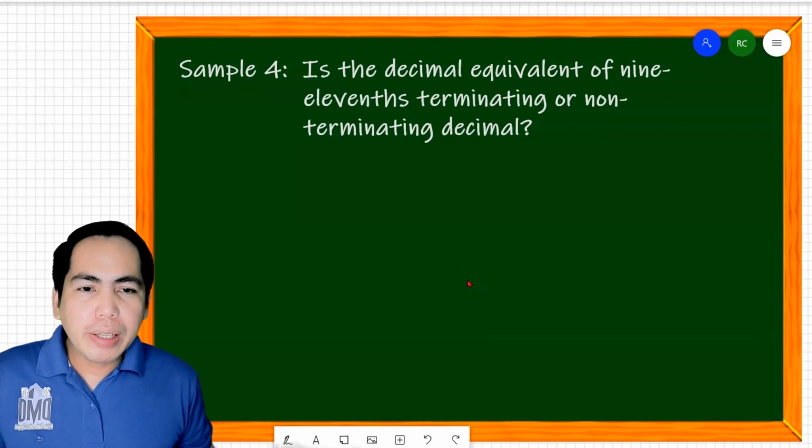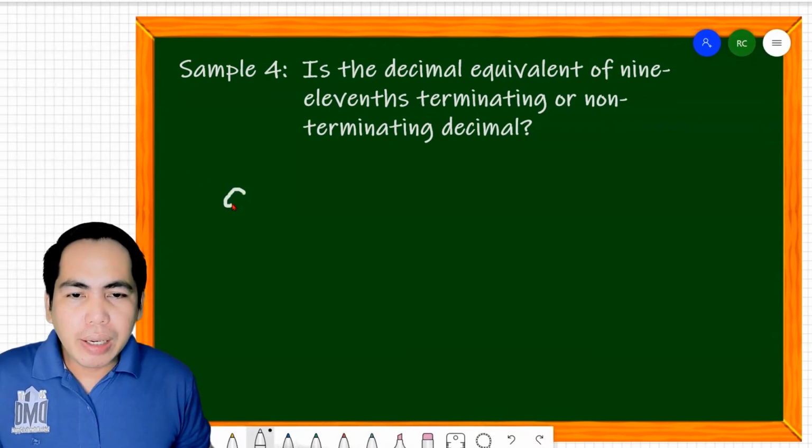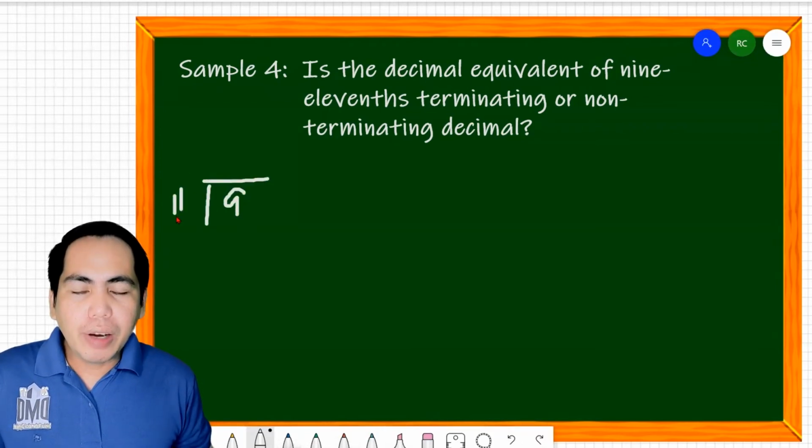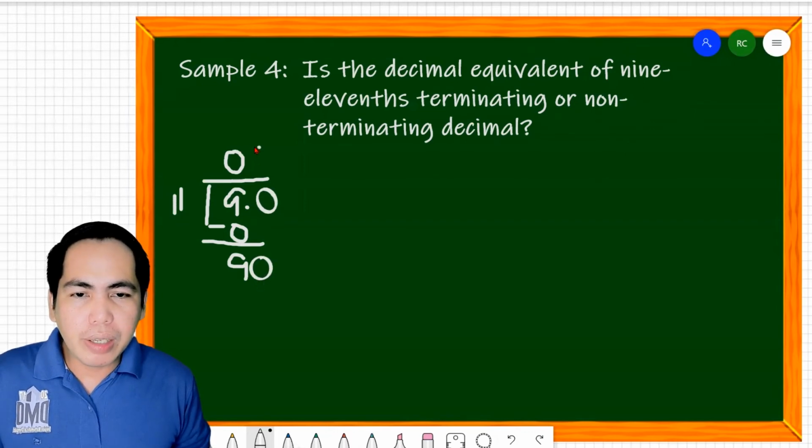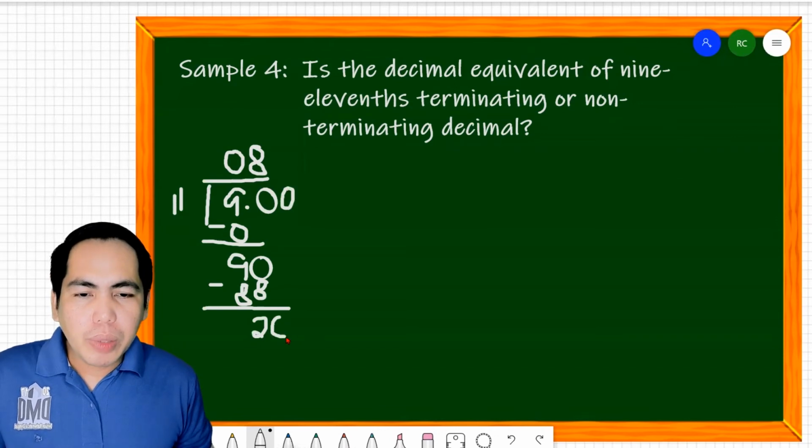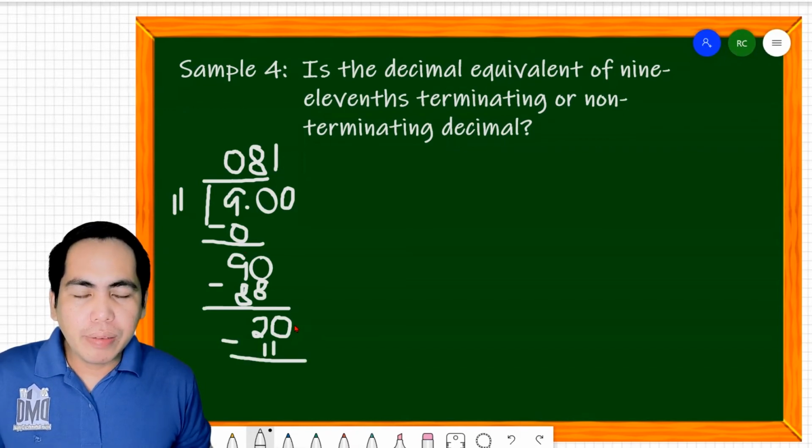First is for us to identify the decimal equivalent of 9/11 by dividing 9 by 11. 9 divided by 11 cannot be, so we have 0. 0 times 11 is 0. 9 minus 0 is 9, so we have to put a decimal point so that we can put as many zeros as needed. So 0, bring down the 0. 90 divided by 11 is 8. 8 times 11 is 88. 90 minus 88 is 2, so another 0. So bring down the 0. 20 divided by 11 is 1. 1 times 11 is 11. So 20 minus 11 is 9.